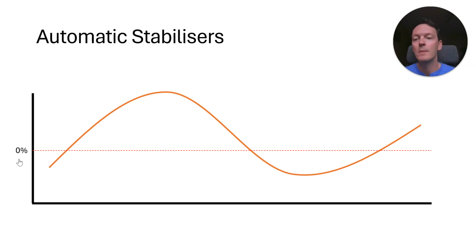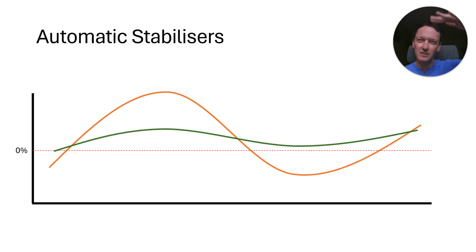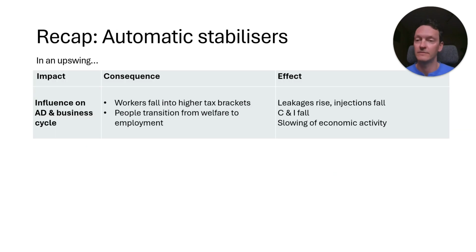Okay, so we want to, where possible, avoid these peaks and troughs. And the government, through their automatic stabilisers, will ideally get the economy to a system where the peaks and troughs are kind of squished out, as you'll see on the chart here, having a nice, consistent level of economic growth over time. So what are the effects of these things? Okay, so let's go through four main effects. The first one here is the influence of automatic stabilisers on aggregate demand and the business cycle.